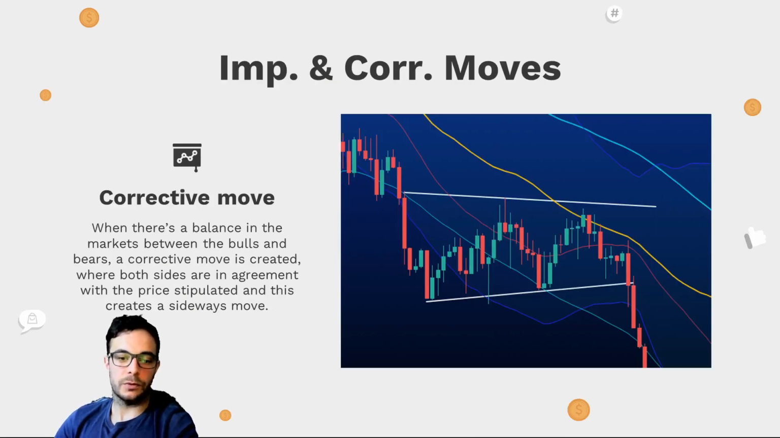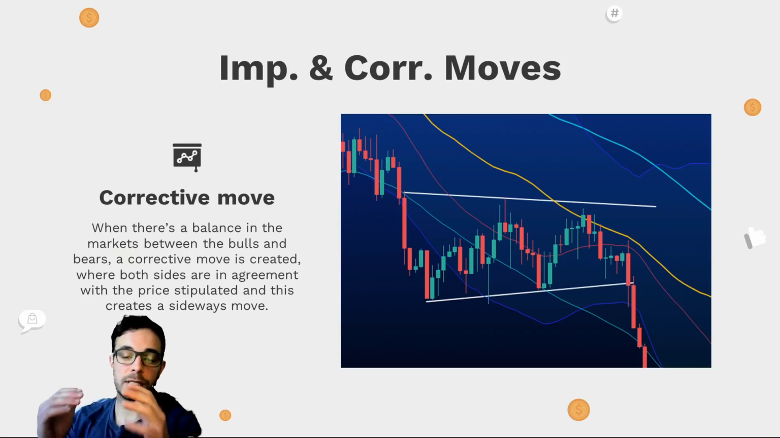The corrective move. When there's a balance in the market between the bulls and bears, a corrective move is created, where both sides are in agreement with the price stipulated, and this creates a sideways move. As you can see, we got a touch on the bottom, a touch on the top, a touch on the bottom, a touch on the top, and then it broke. So this is a corrective move.